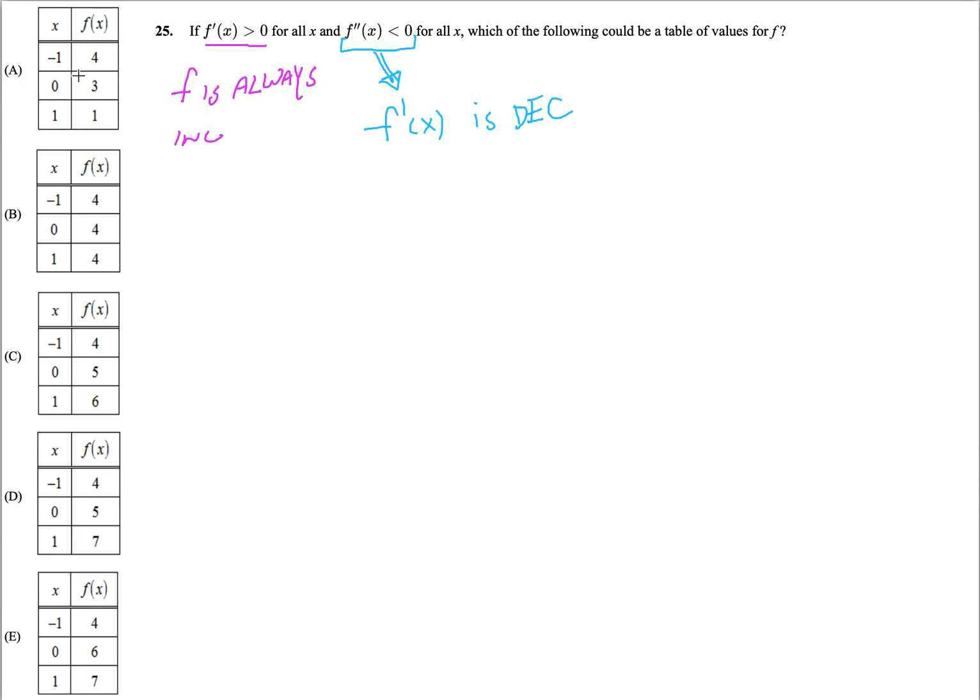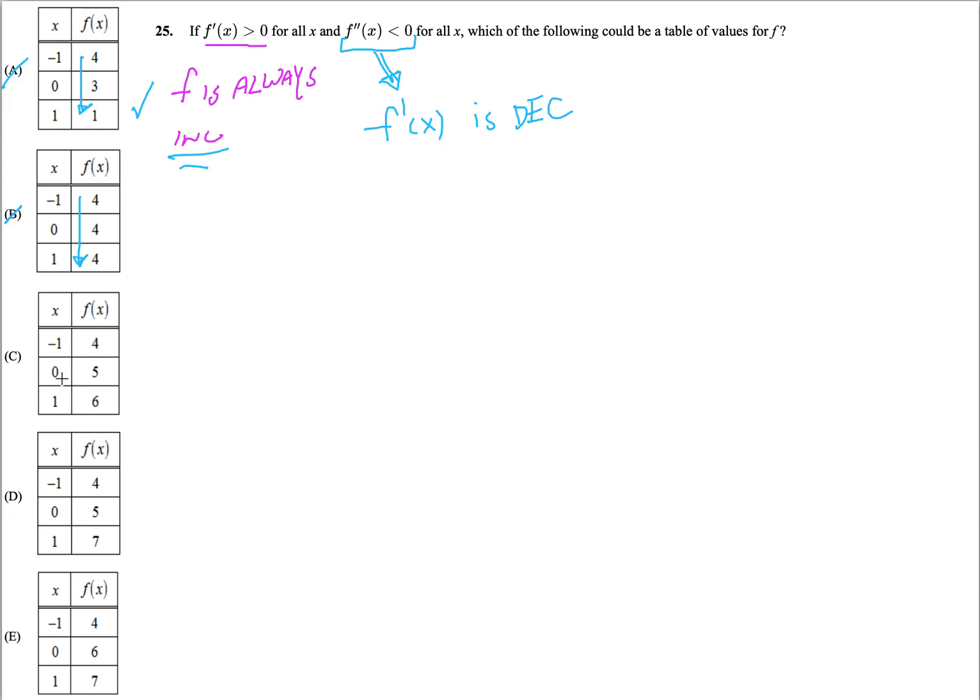So this first one has the values of f going down, so it's not A. These values here are staying constant, so it's not increasing. It has to be increasing, so it's not B either. Now, your choices for C, D, and E. If you look at C, the values for f are indeed increasing as x gets larger. So it's satisfying this first one. And so is D, and so is E. All these values for f are increasing. So just from this first piece of information, it could be C, D, or E. We have to use the second piece of information to determine which one it is.